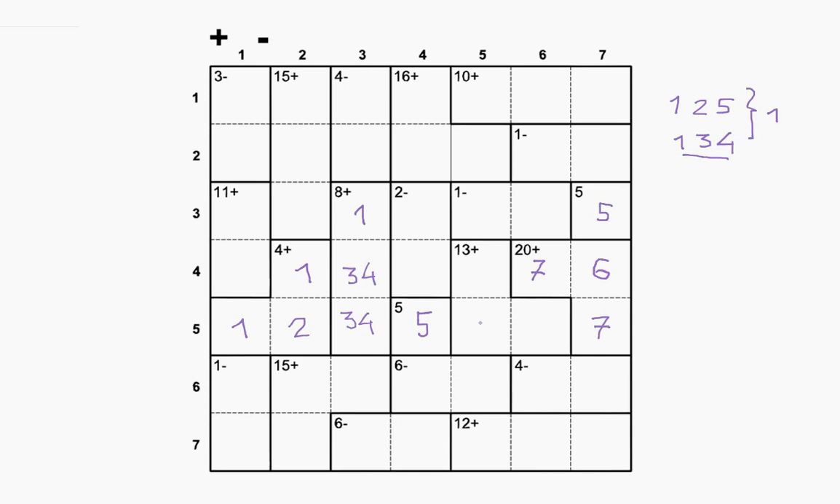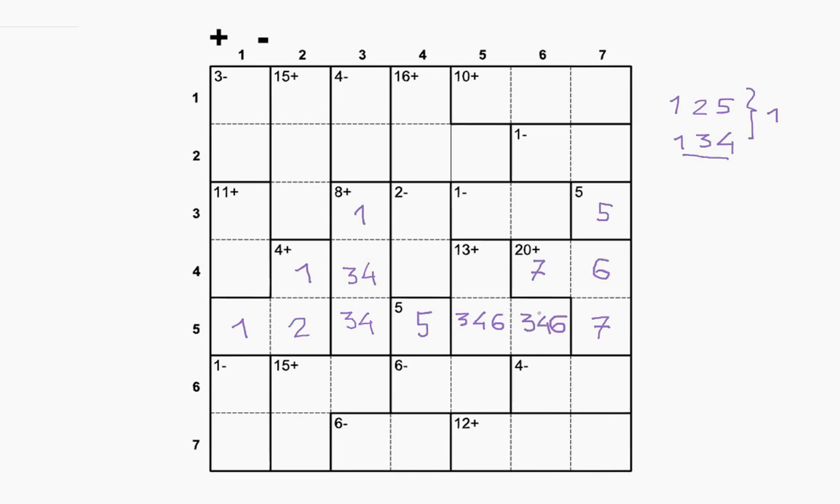Row number 5, there are three numbers still missing, and these numbers are 3, 4 and 6, and here is also 3, 4 and 6. Now there is absolutely sure that here must be number 6. The question is the remaining number in this cell, here or here, has to be number 3 or 4.